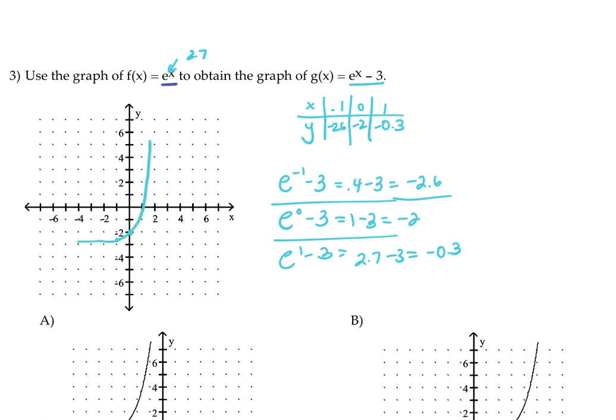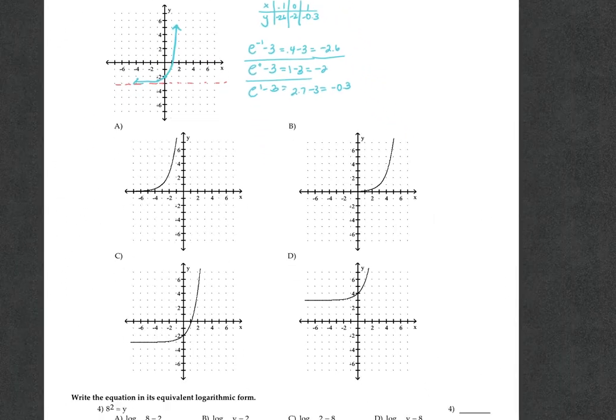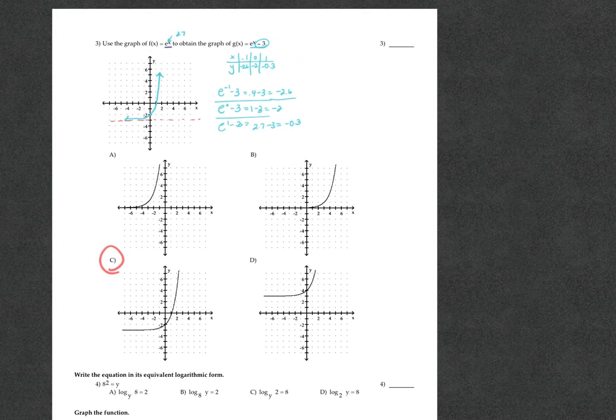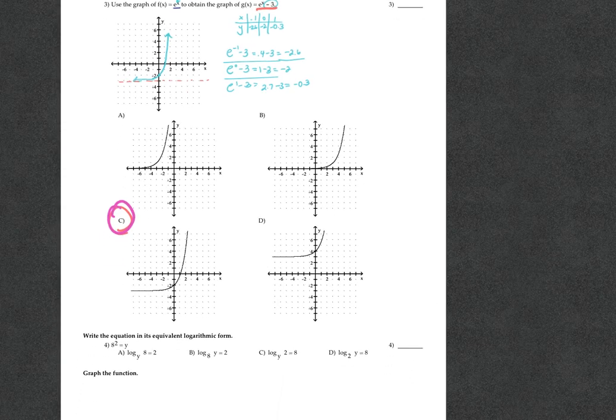So now there's a vertical shift, which we know because of this minus 3, that horizontal asymptote has shifted down to negative 3, and our curve would go up from there. If we look at the graph, C is the only one that does that. So if it was multiple choice, you could have just looked at the beginning, seen that there's a vertical shift down 3, and known that that's where your asymptote would shift. And then you could have gone straight to C without having to plug those points in.